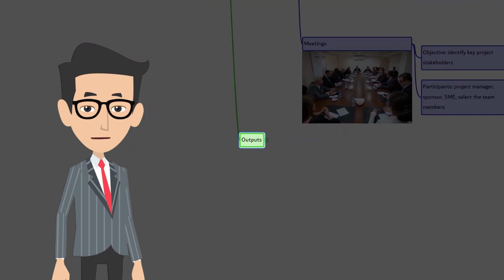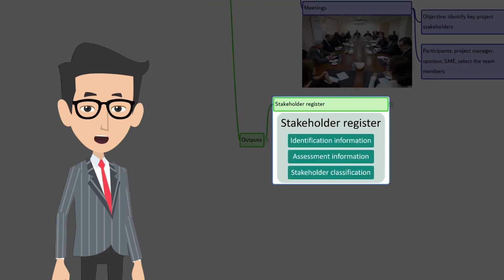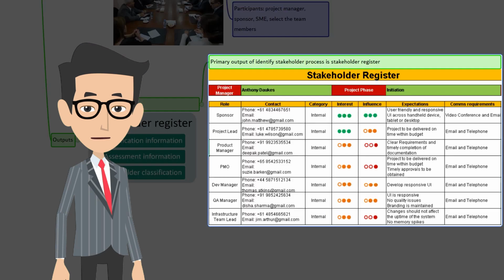Let's look at the outputs. The first and foremost is the stakeholder register. Of course, the stakeholder register is the primary output of the process.